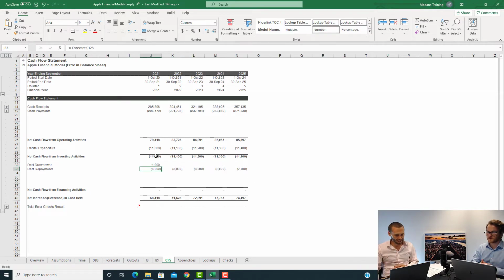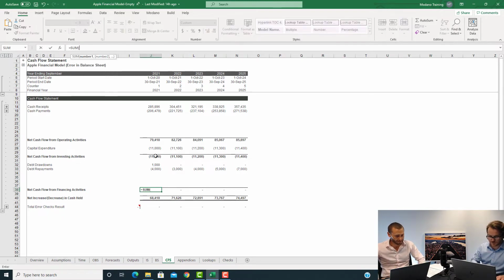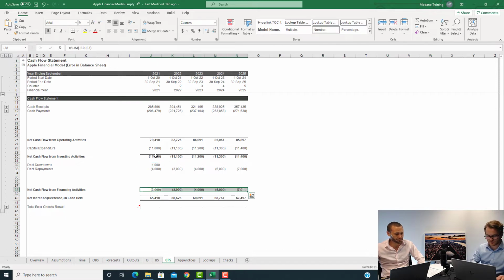And now we just need to include that in the total net cash flows from investing activities. Financing, sorry. In row 38, just do equals sum J32 to J33. Easy. Copy that across, and our balance sheet's still not balanced. That's because we now have the actual cash flow statement impacts of debt, but we don't have the closing balances on the balance sheet.